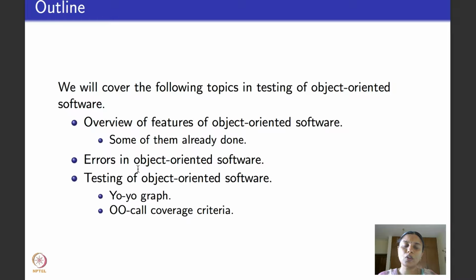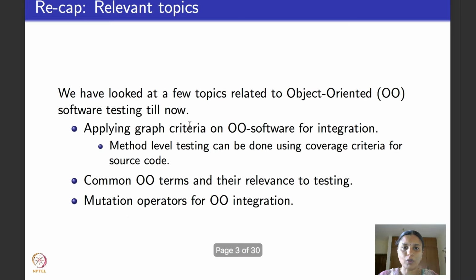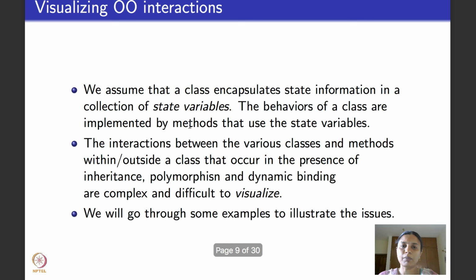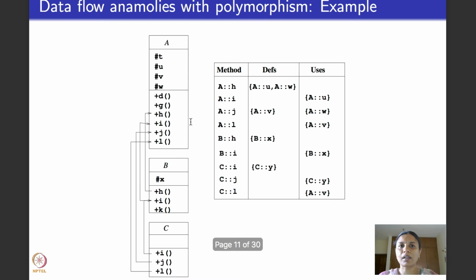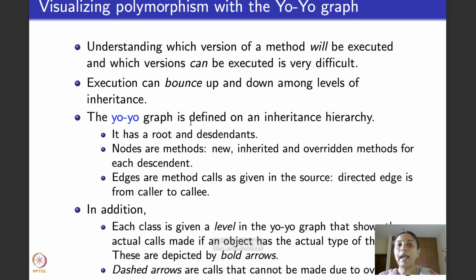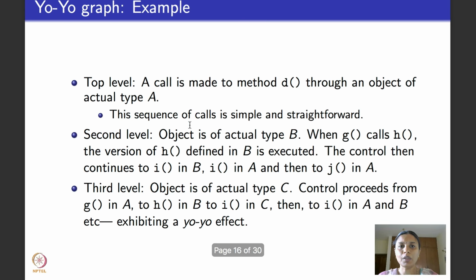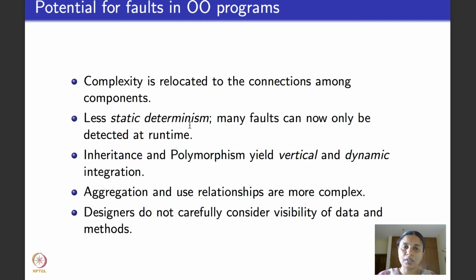Today, what I'm going to focus on is what are the errors in object-oriented software. We've already done the overview of object-oriented features. I had introduced you to inheritance, polymorphic methods, the class hierarchy, and the various anomalies with object-oriented testing. We ended last class by looking at this graph called yo-yo. Now, moving on, today's lecture will focus on faults or errors that relate specifically to object-oriented programs, with reference to the object-oriented features that we have seen till now.